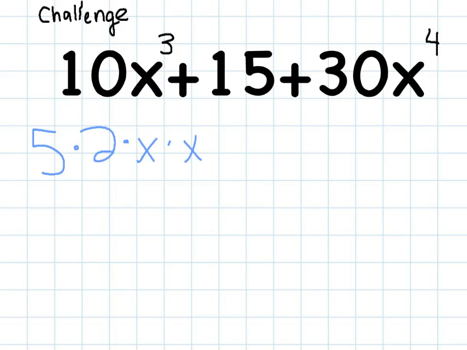X times X times X. You have to move the problem down to the next line since our problem's kind of long. So plus... Not plus 15. I know, it's not plus 15. I'm just thinking about it. Plus 3. Well, then we're just going to move down. It's 5 times 6. Yeah, I knew that.